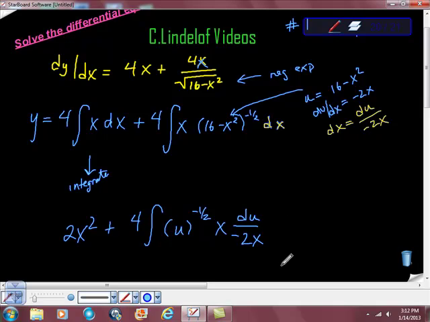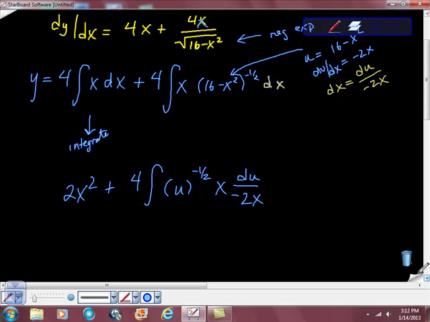So hopefully you can see what I'm going to do here as I start to work on this. First thing I'm going to do is let some canceling happen. This is x over 1, isn't it? So this x and this x cancel. This piece right here is negative 1/2, and negative 1/2 times 4 is negative 2. So we have negative 2 times the integral of u to the negative 1/2 du. Remember that we already have this piece done here, so here's our 2x squared.